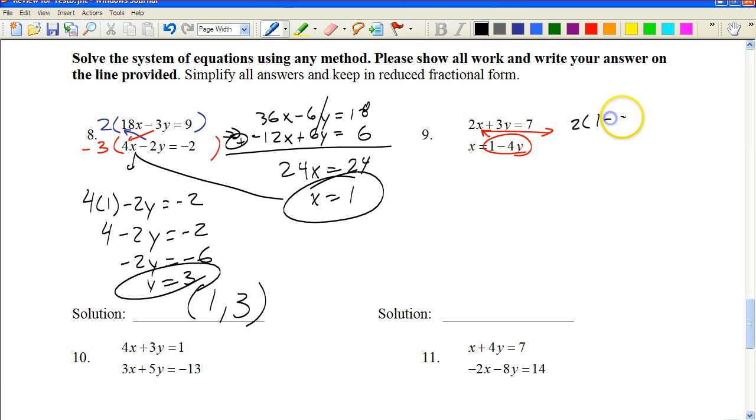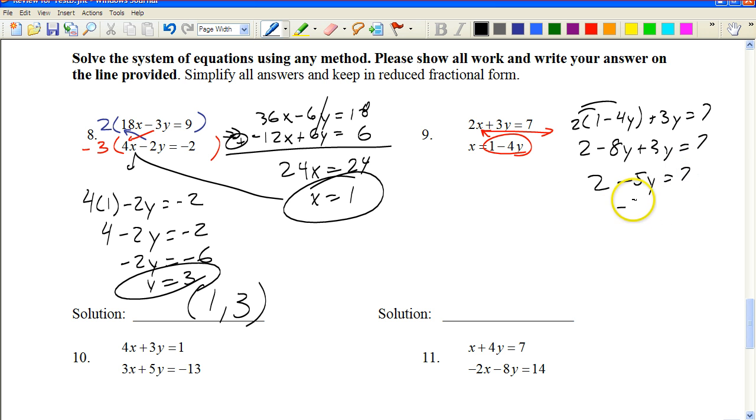2 parentheses 1 minus 4y plus 3y equals 7. Distribute that. 2 minus 8y plus 3y equals 7. 2 minus 5y equals 7. We're going to minus 2 now. Negative 5y equals 5. Divide by negative 5 and we get y is negative 1.